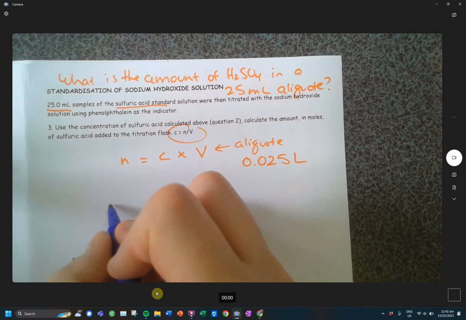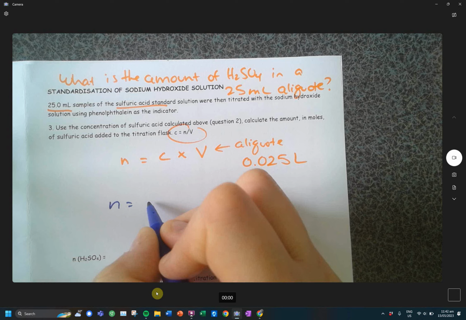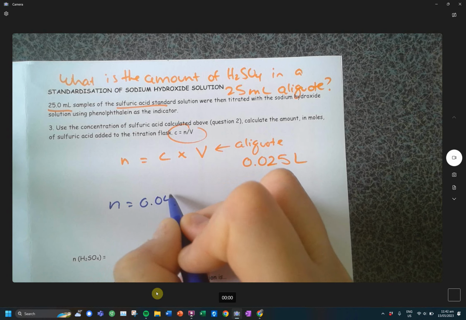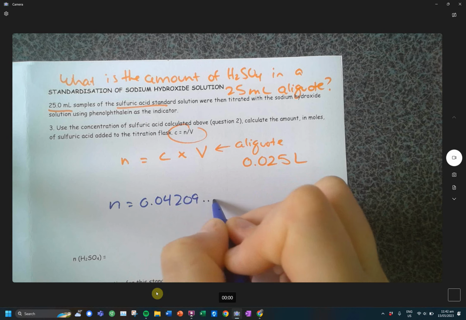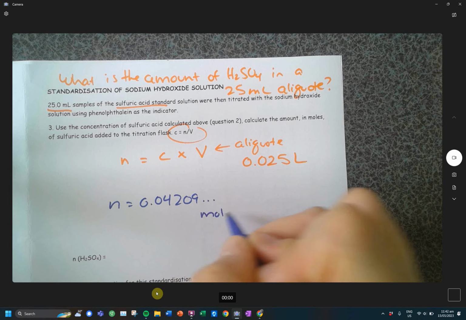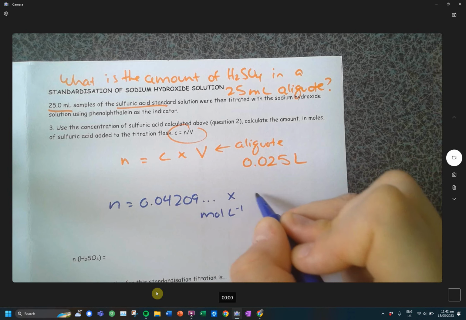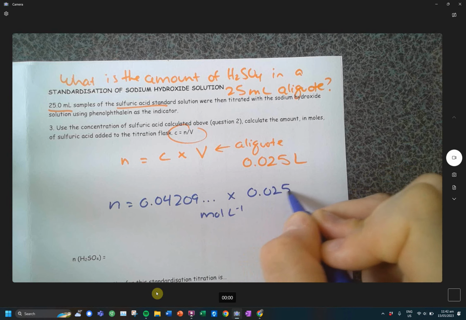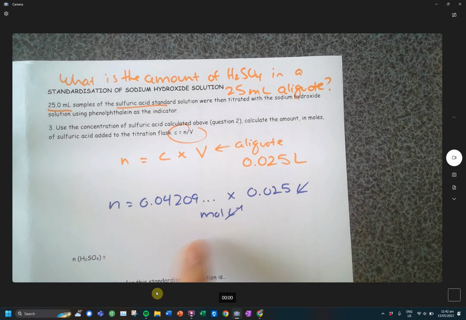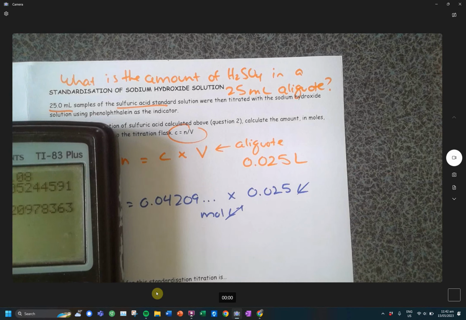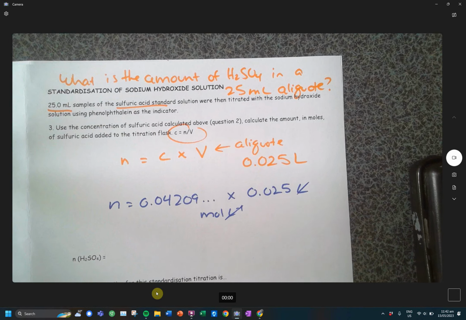All right, so N is equal to concentration, which is 0.04209 moles per liter, and then I'm timesing it by 0.025 liters. The liters will cancel out, and I will have the moles, so I know I've set it up correctly. So we'll take my calculator, I'm going to times it by 0.025, and I get 0.001052 with some long numbers behind.